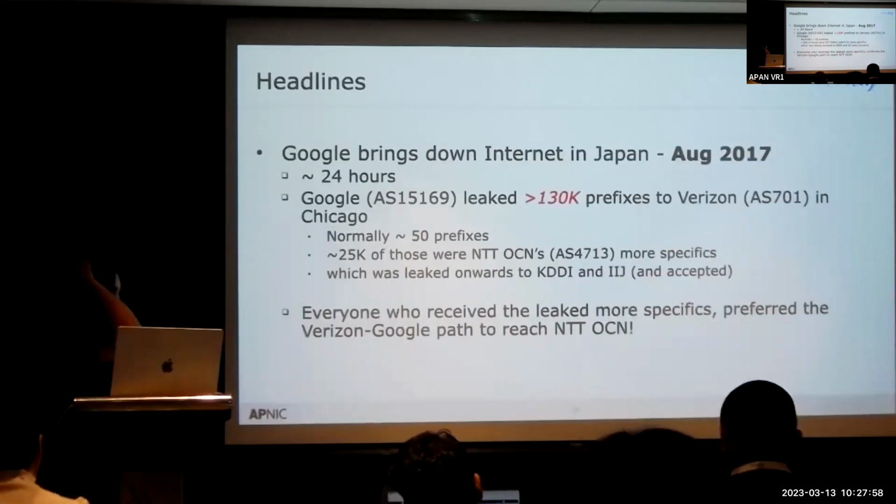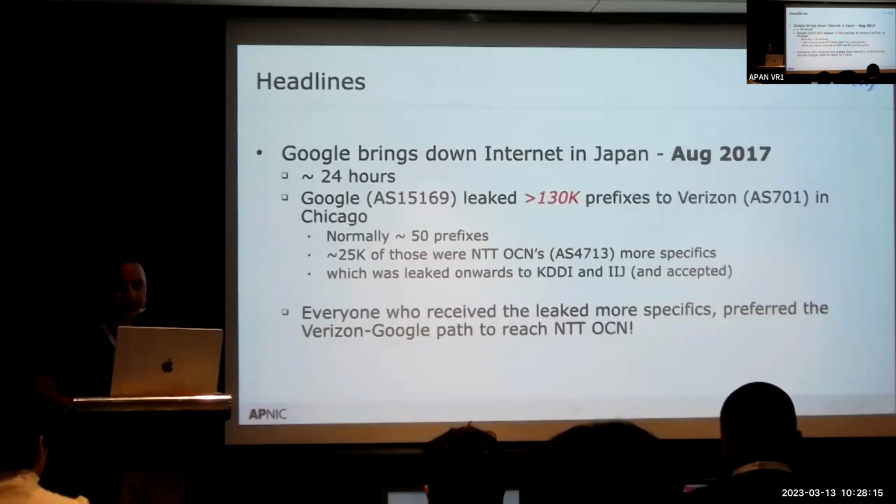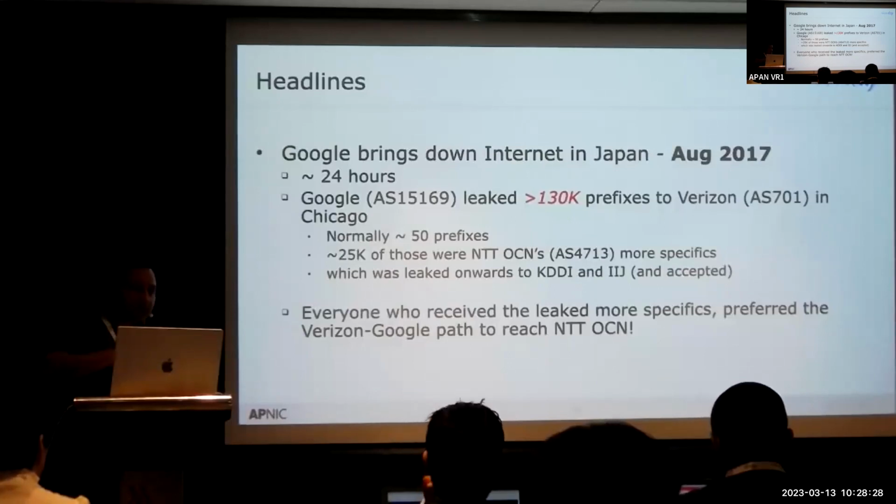Again, there are more examples. In 2017, Google leaked around 130,000 prefixes. That was a long time back, actually. Around 25,000 were NTT OCN's prefixes. That is one of the big providers in Japan. And this was advertised to other providers like KDDI and IIJ, Internet Initiative Japan, who accepted it and propagated it further. So everyone who received the leak received the more specific prefixes.